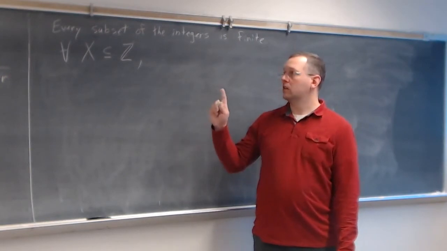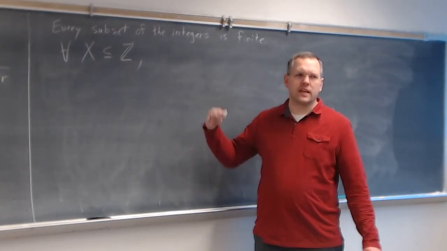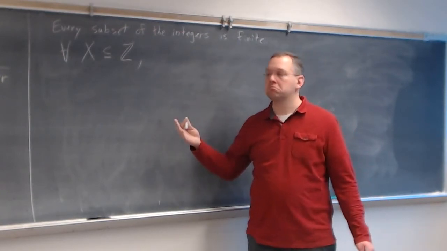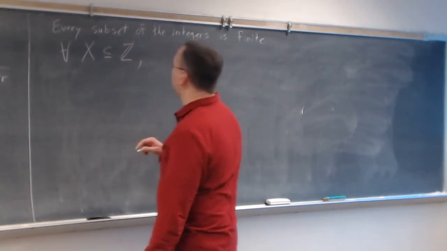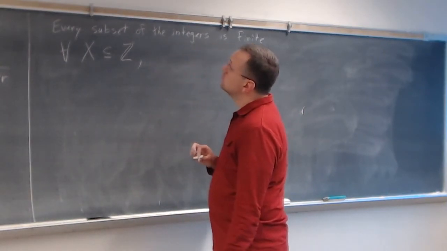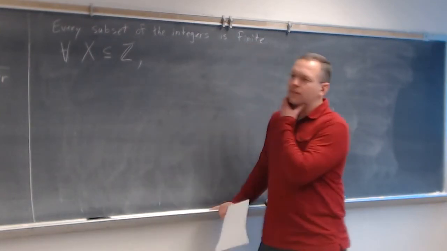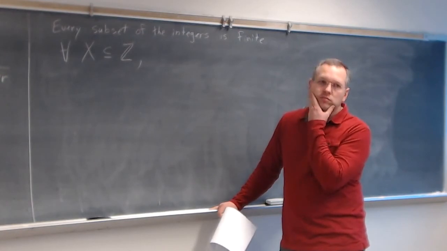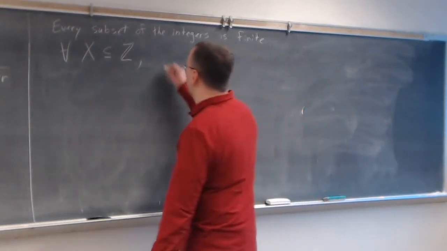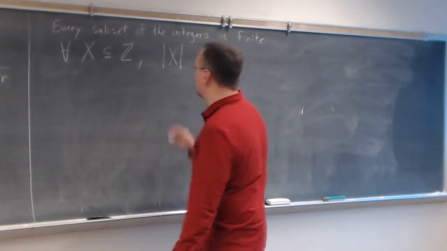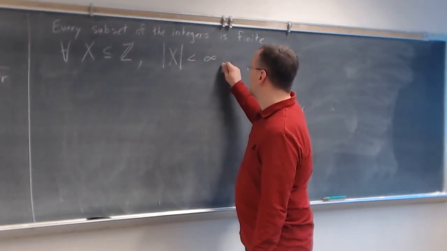For every subset of the integers, that's the way I would read that. So for every set X that's a subset of the integers, what is true about that set X? It's finite. So what is the definition of a set being finite? What do we know about its size? Less than infinity. So one way to do it is the size of X, with absolute value bars around X, is less than infinity. That's one way to say it.